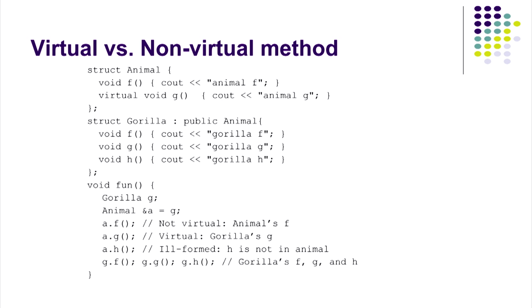We're not simulating actual gorillas here. We're just trying to recognize which class is being called. So here I have a gorilla object g, and now I have an animal reference a that refers to that g. So if I call a.F, is that going to call animal's F or gorilla's F? Right, animal's F, because F is not virtual, which means it uses the type of the expression a, and a is an animal reference. But what if I call a.G?